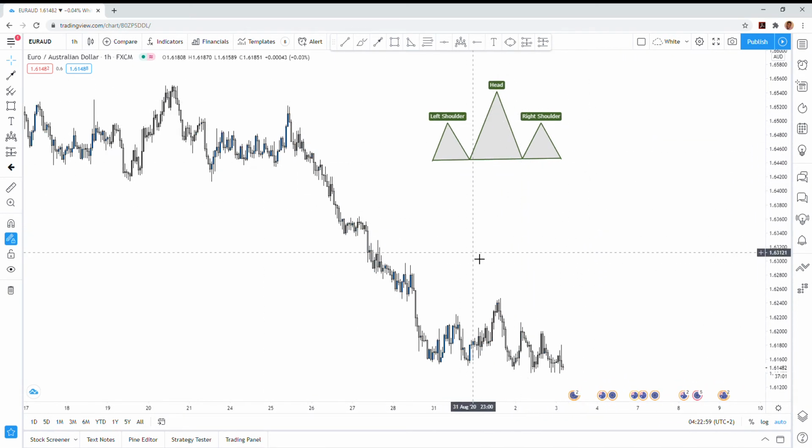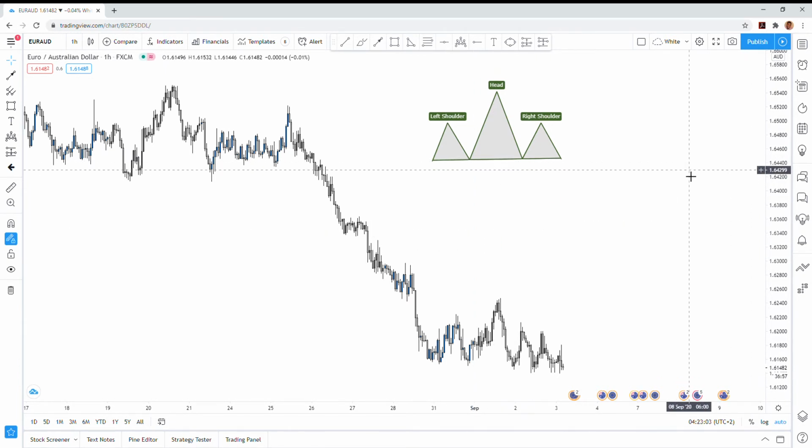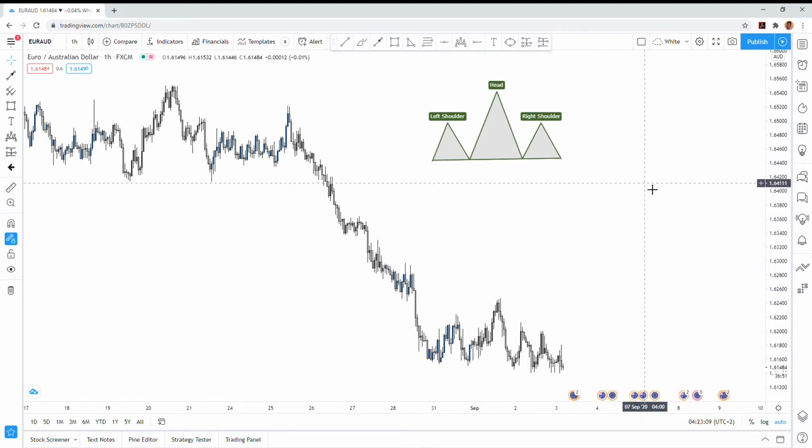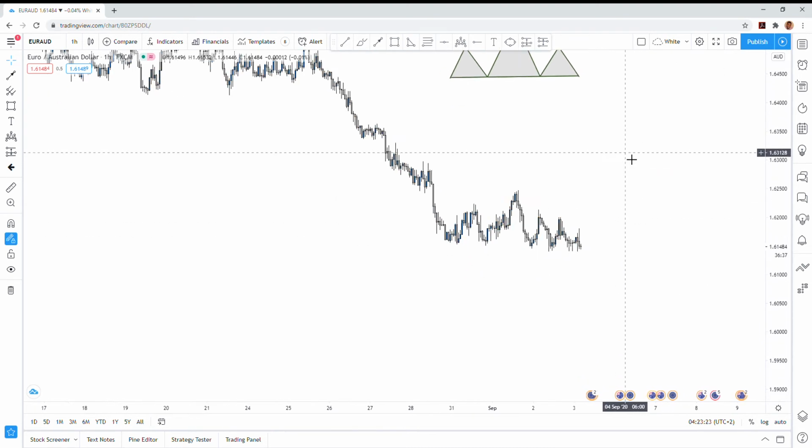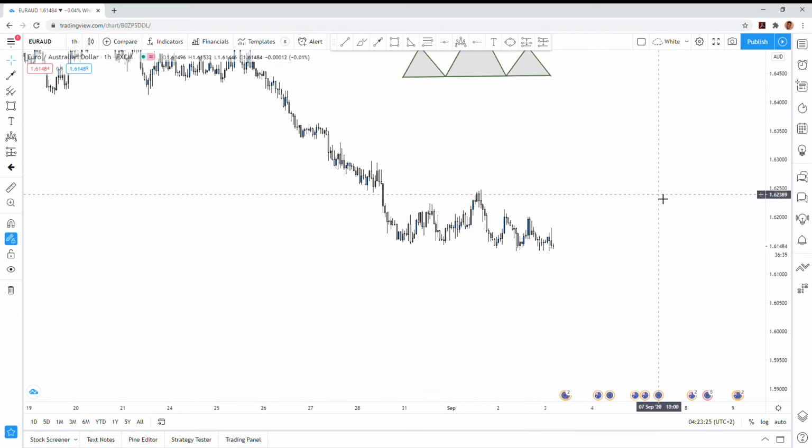But what happens in the real market is different. It doesn't come to us like this, because if it did, it would become obvious, and then anyone and everyone could make money from this pattern, if you get what I'm saying. The head and shoulders pattern is a different beast. It comes in different forms. Let me show you.